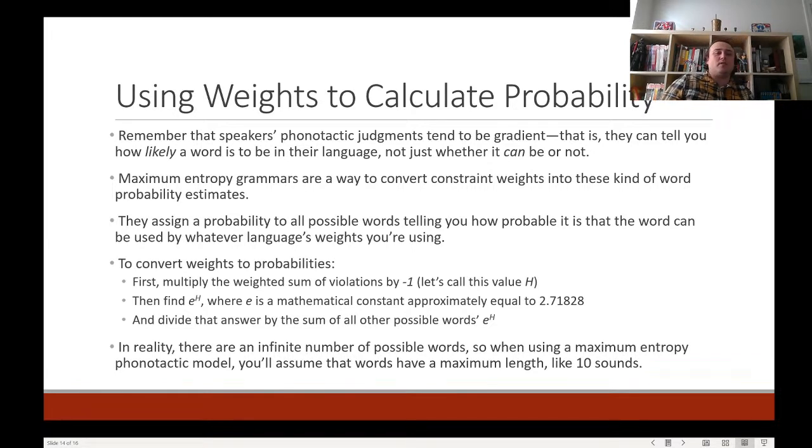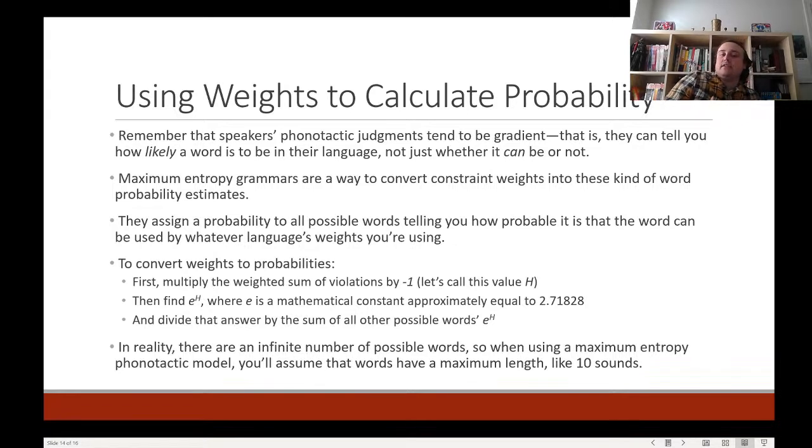Again, we don't necessarily need to worry too much about why this is what we're using. It essentially just puts our values in a nice range. Then we take that, our e to the H, and divide that answer by the sum of all other possible words' e to the H. So what this is going to do is show us the proportion that a particular word's e to the H takes up of all of the words' e to the H's.